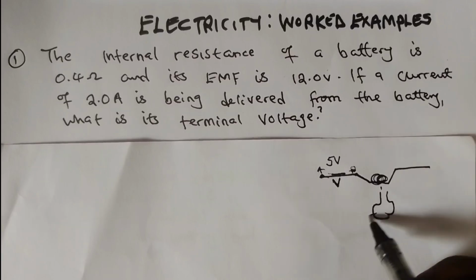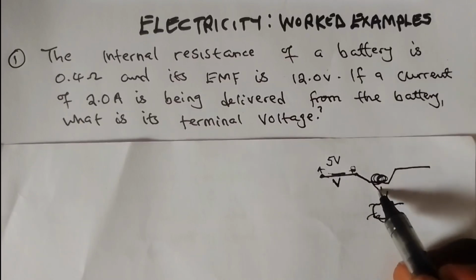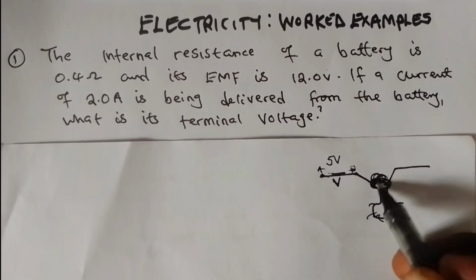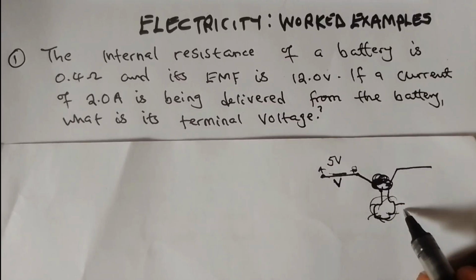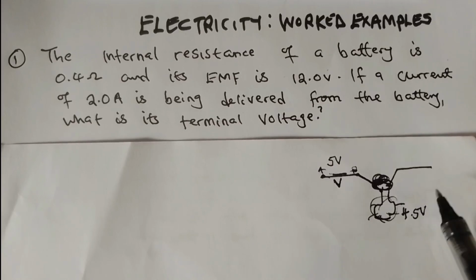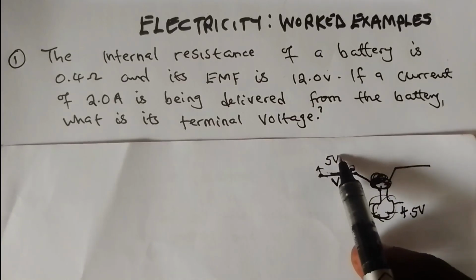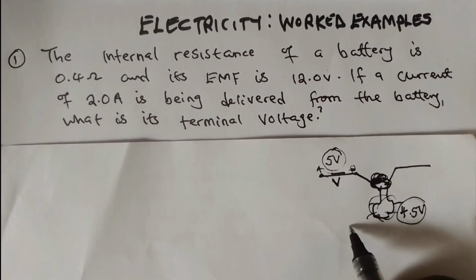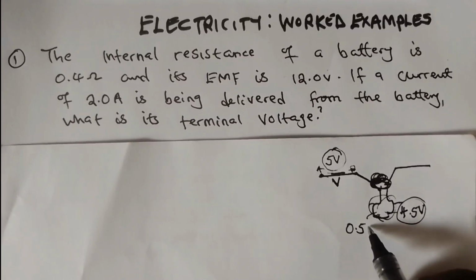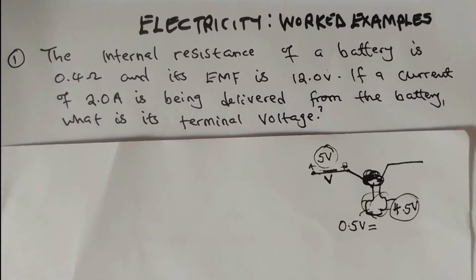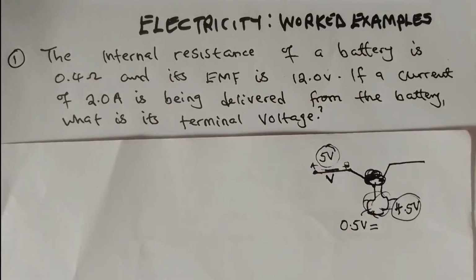We have connected the bulb to this point. Now if we measure the voltage that is being delivered to this bulb, you find that it is 4.5 volts. There is a drop from the 5 volts to 4.5. The 0.5 is what is called internal resistance, caused by the internal resistance of the battery. This is what we mean by internal resistance of a battery.